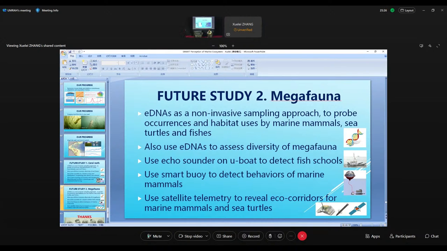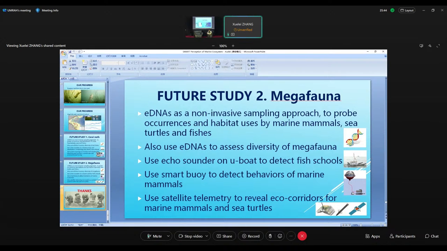And we can use the smart buoy to detect the behavior of marine mammals and use satellite telemetry to reveal the eco corridors for marine mammals and sea turtles. Okay, so that's my presentation.